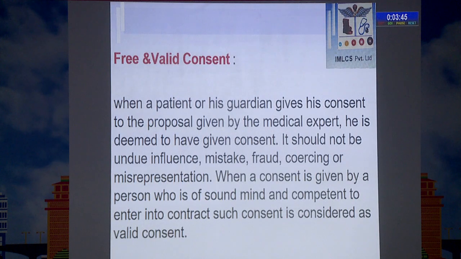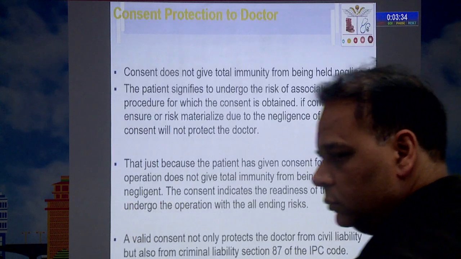When a consent is given by a person who is of sound mind and competent to enter into the contract, such consent is considered valid consent. So that should be there, it should be valid consent.